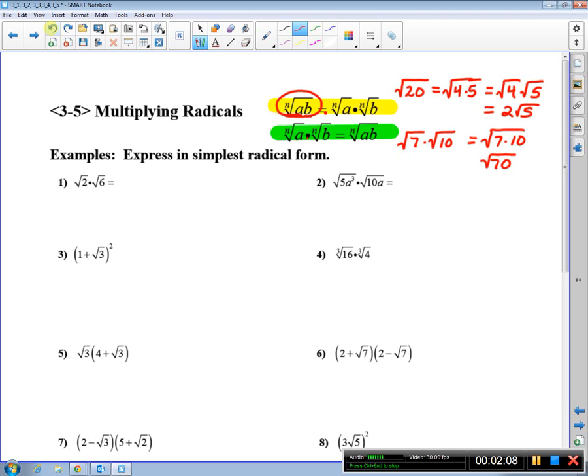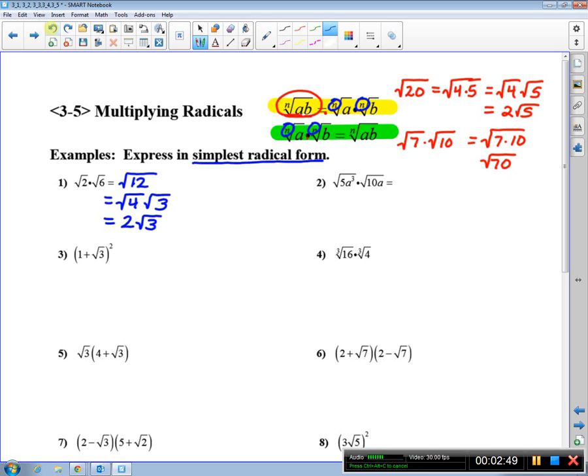So that's all these rules are saying. The one thing that's important is the indices need to be the same in order to multiply, and if you split them up, the indices are the same. Okay, makes sense. So let's buzz through these. Square root of 2 times square root of 6 is the square root of 12. Now it says express in simplest radical form. So in each of these you want to stop and think, can I simplify the square root of 12? And of course the answer is going to be yes, quite often.